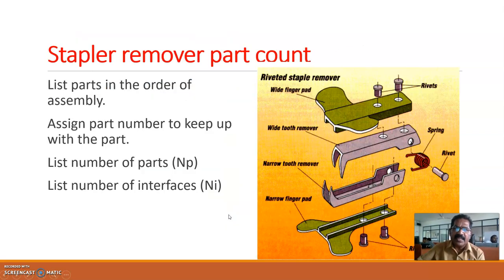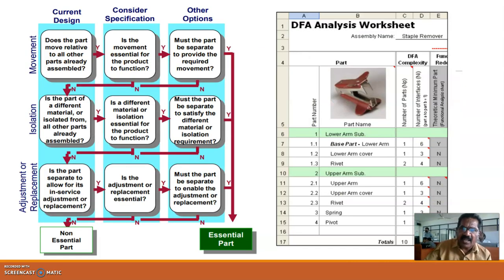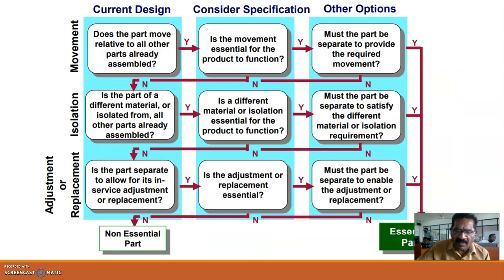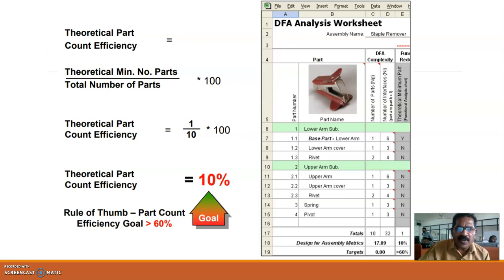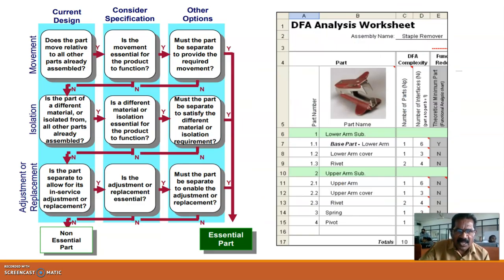For the staple remover, we can try and bring the part count down like this. We list the parts in the assembly, assign the part number to keep up with each part, list the number of parts, that's called NP, list the number of interfaces, that's NI, and then I look at their ratios. The ratio of NP and NI will be given here. We look at this, but before that, how do I reduce the number of parts?